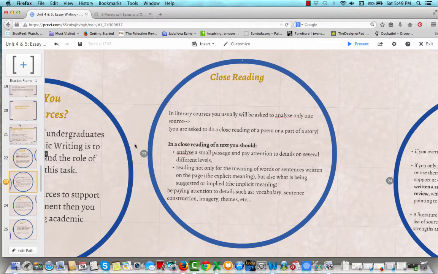And what we do in this class, and what you haven't realized that we've been doing, is something called close reading.